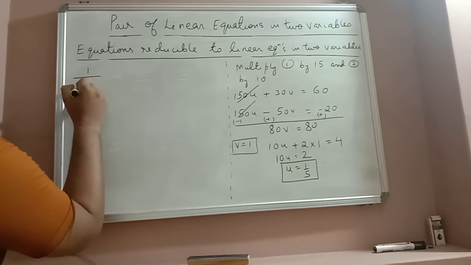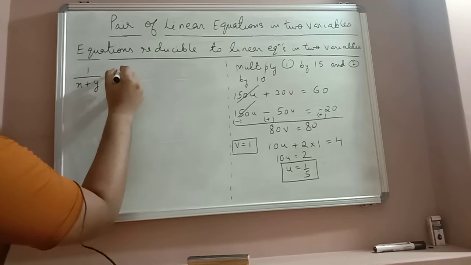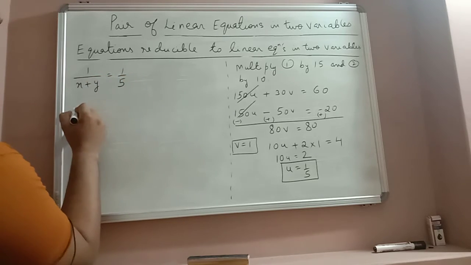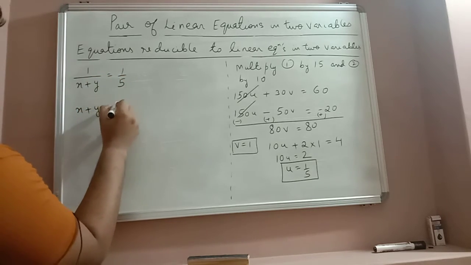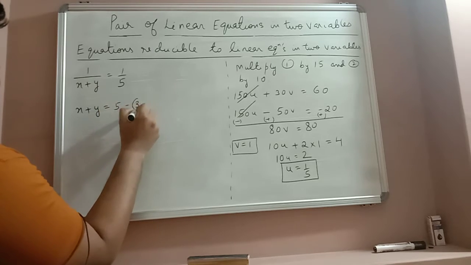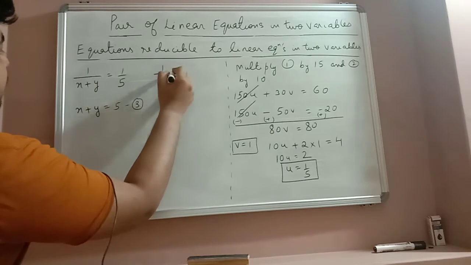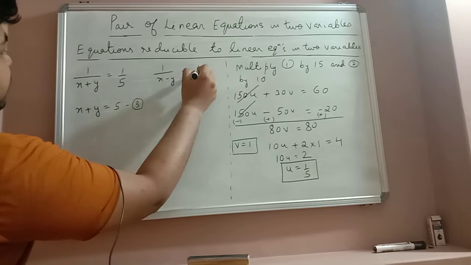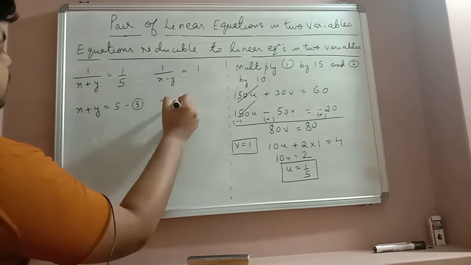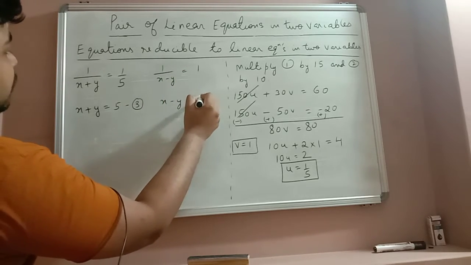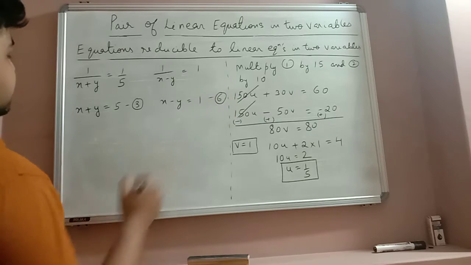So my 1 by x plus y is u, that is 1 by 5. So we get x plus y equals 5. Let's call it equation number 3. And 1 by x minus y equals v, that is 1. So x minus y equals 1, that is equation number 4.